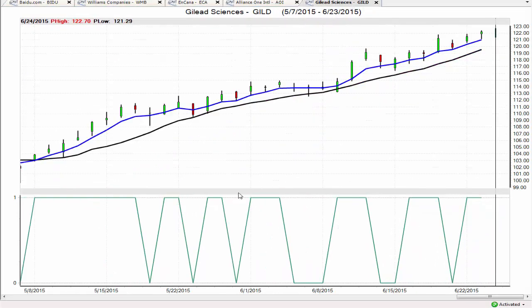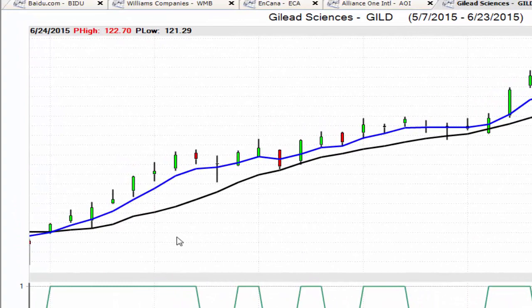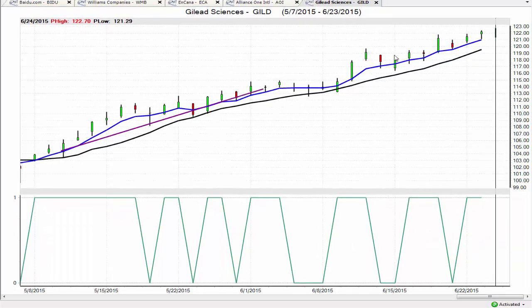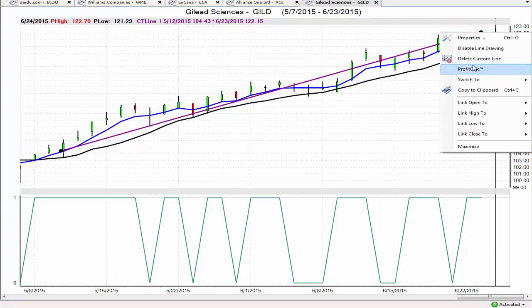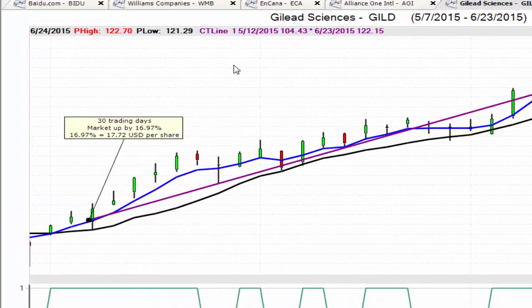Gilead Sciences, another very optionable stock a lot of people talk about. VantagePoint indicated that trend was going to go up. The neural index confirmed it, and since that prediction, this trend has gone straight up. 16%, $17 per share. You can do the math. 10 contracts of that, you're talking about making $15,000 or so.